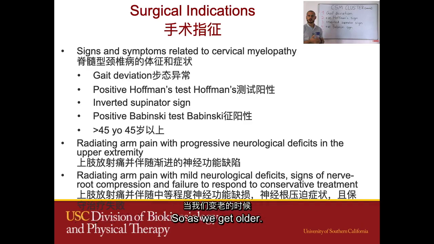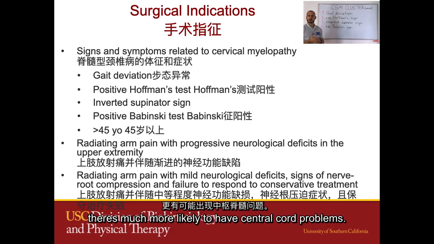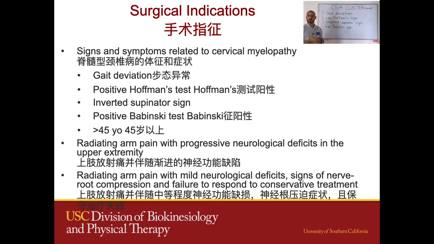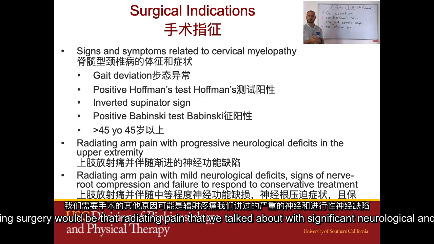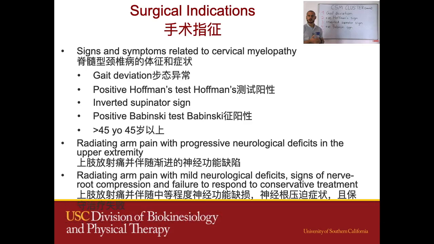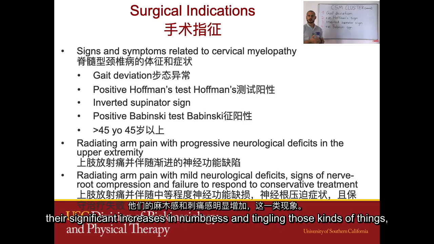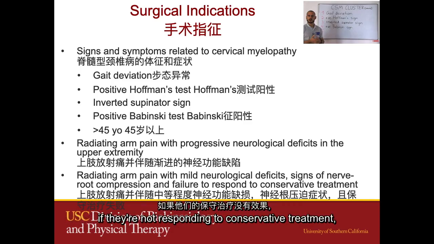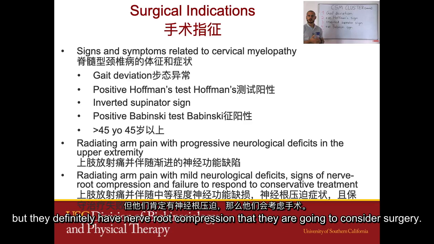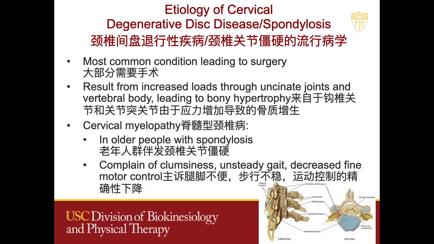So as we get older, we're much more likely to have central cord problems. Other reasons that we might end up requiring surgery would be that radiating pain that we talked about with significant neurological and progressive neurological deficits. And that means that there's weaknesses, there's significant increases in numbness and tingling, those kinds of things. And then lastly, as with everything, if they're not responding to conservative treatment, but they definitely have nerve root compression, then they're going to consider surgery.